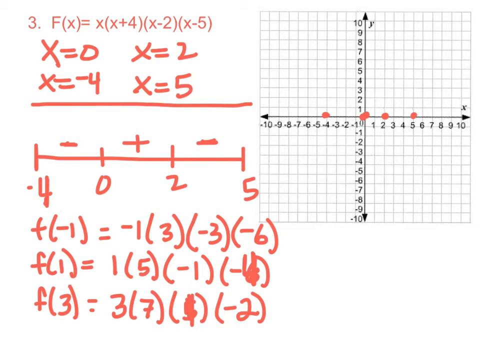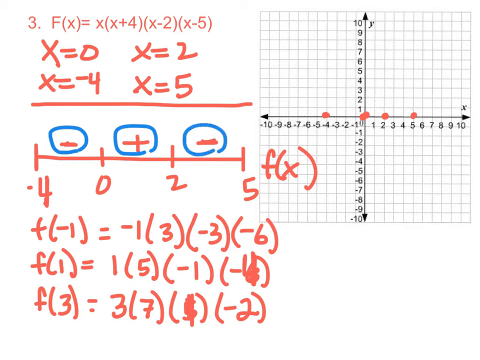So what's going to happen here in our function is our function's going to start by going below the x-axis, then it's going to go above the x-axis, and then it's going to go below again. So we're going to start by going below, above, below. And that's roughly what our function is going to look like. Okay?